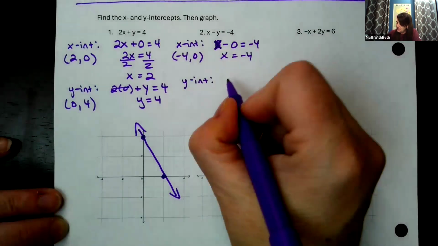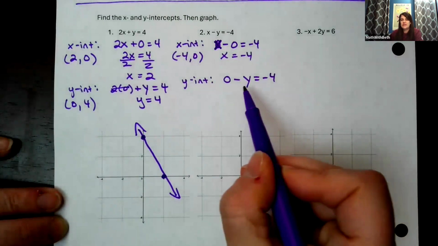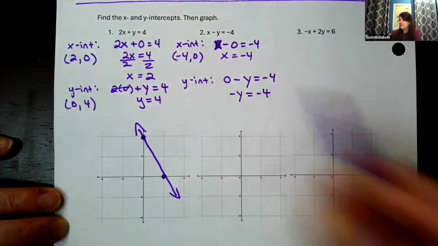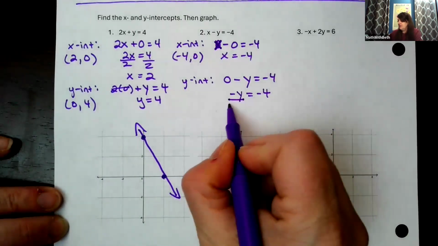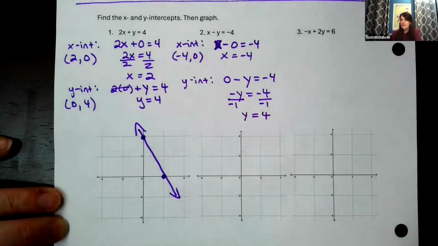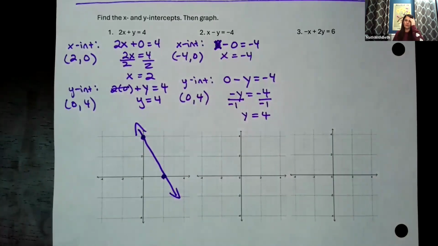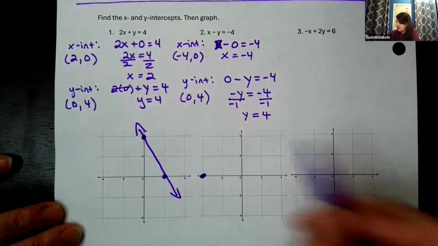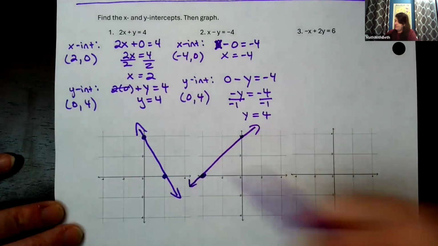To find the y-intercept, I'm going to do the opposite. 0 minus y equals negative 4. Here's where some people mess up with the algebra. Make sure 0 minus y means that negative should still be with the y, which means you're not done yet until you get rid of it. So you can divide both sides by negative 1 to get your final answer. So when x was 0, the y was 4. So (negative 4, 0) is our x, and (0, 4) is our y. Connect them and you have your line.